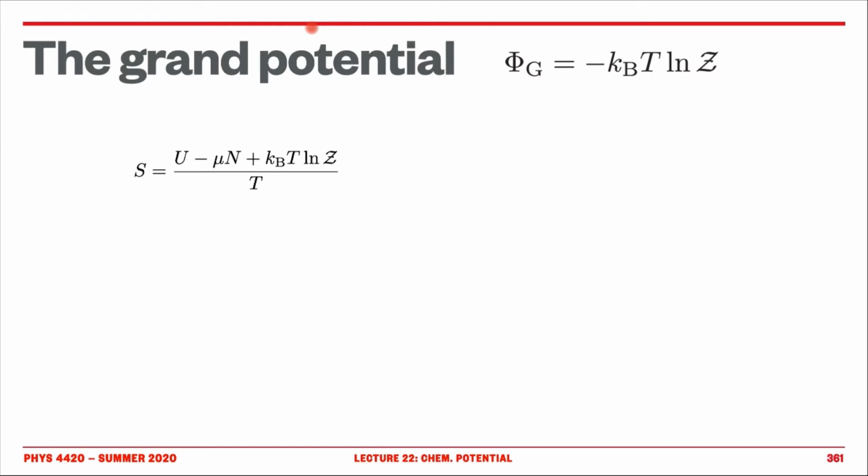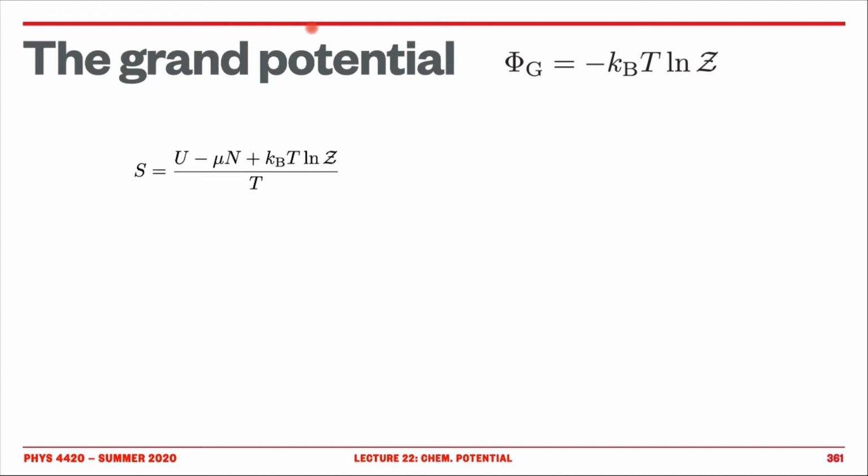So the way we've basically imposed its definition from the previous slide is to write that the grand potential is minus kBT ln z. And we did this by comparison with the canonical ensemble, of course. So that allows us to write the entropy.